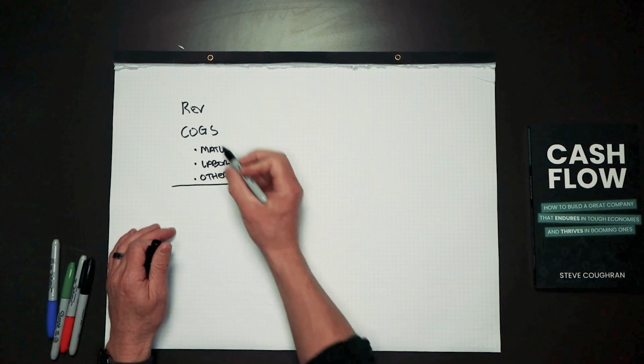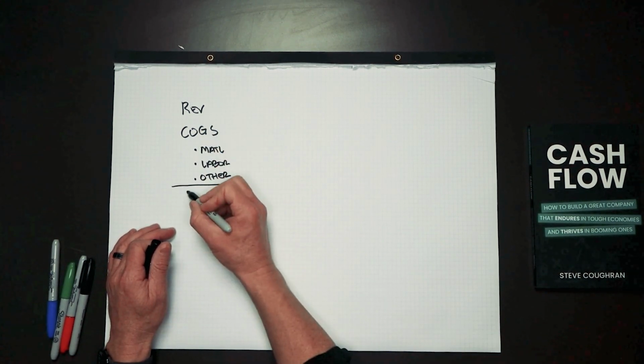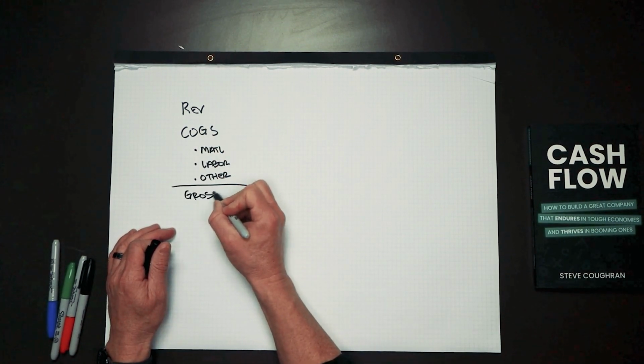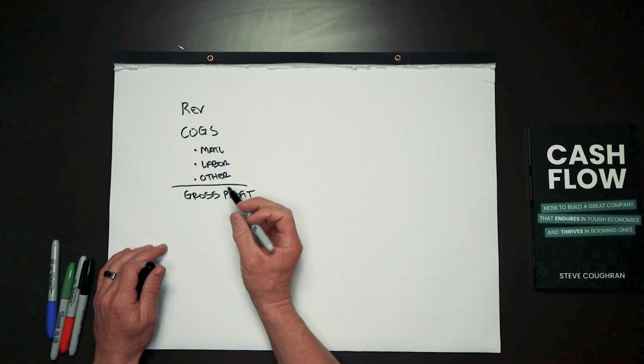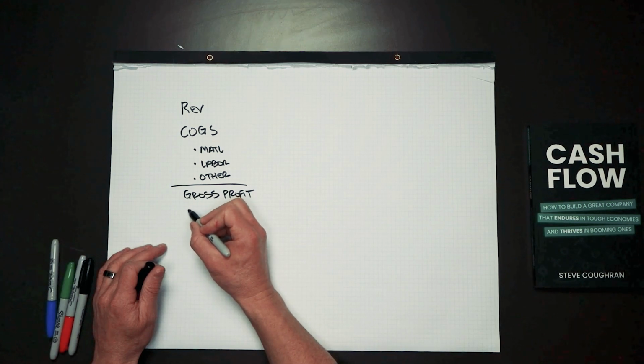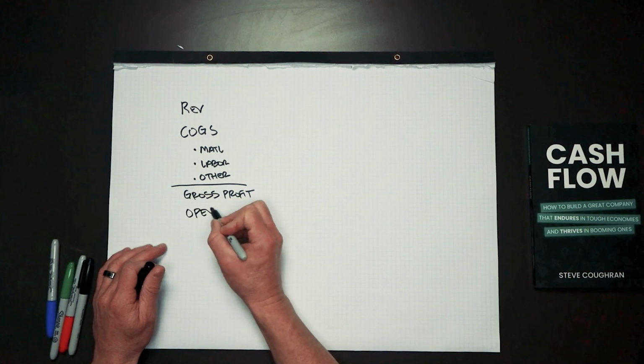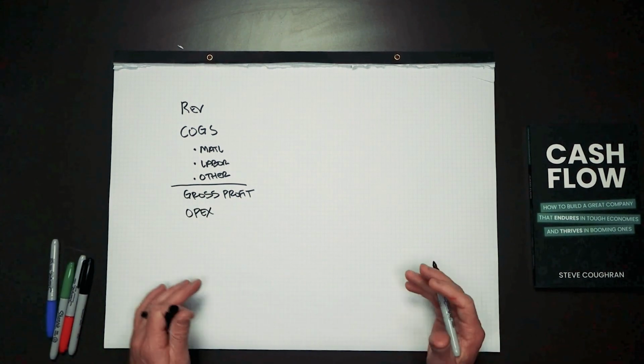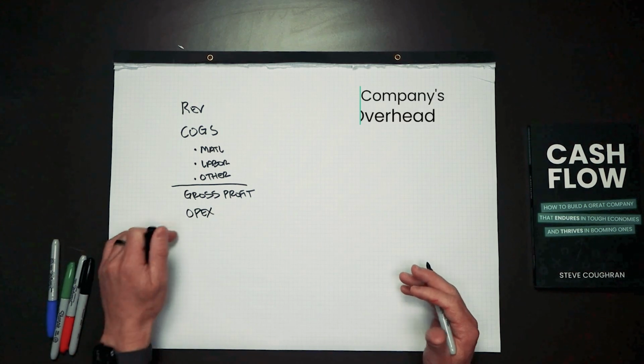Then underneath revenue minus cost of goods sold, we have gross profit. All right. We're not done yet. We need to get down to operating profit. That's what I'm most concerned about in this video. So we have OpEx. That's just short for operating expense. This represents your company's overhead.